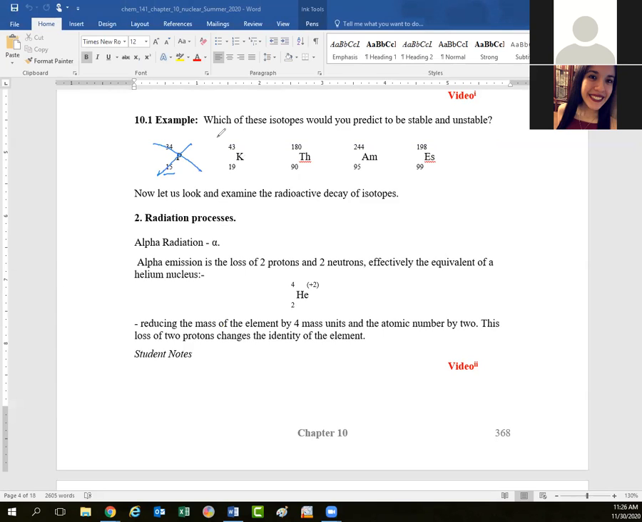The potassium 43 with 19 protons. We would like to see 19 neutrons. That would give a mass of 38, but it's a mass of 43. So that also looks unstable. It would also be expected to emit radiation from the nucleus.